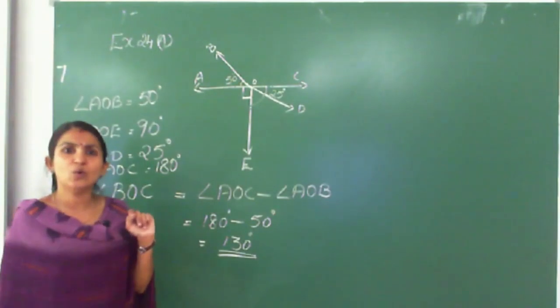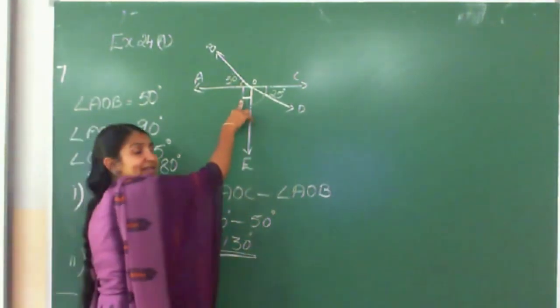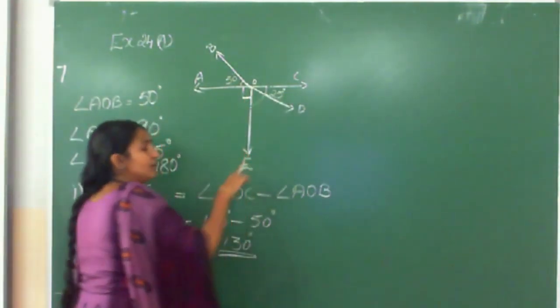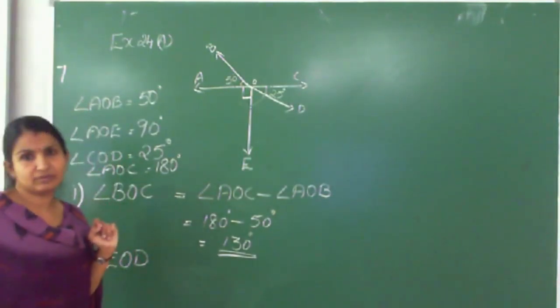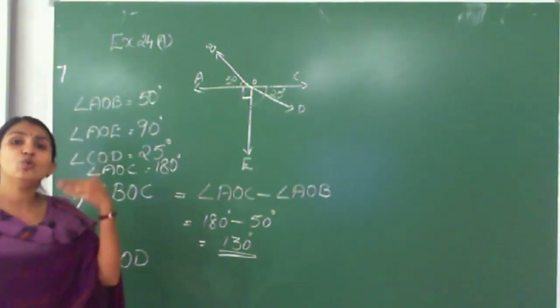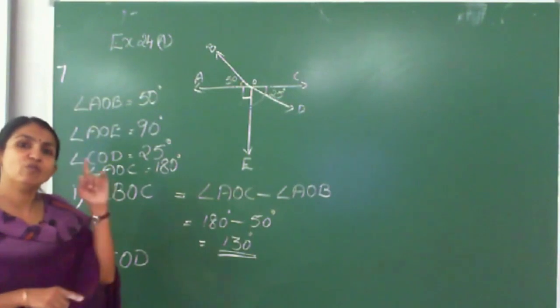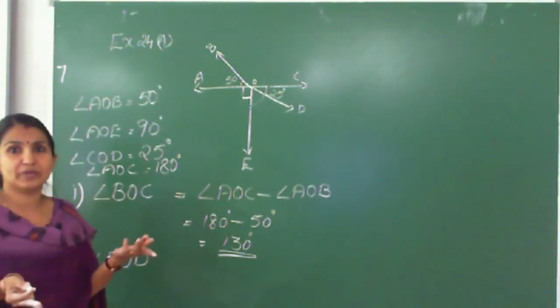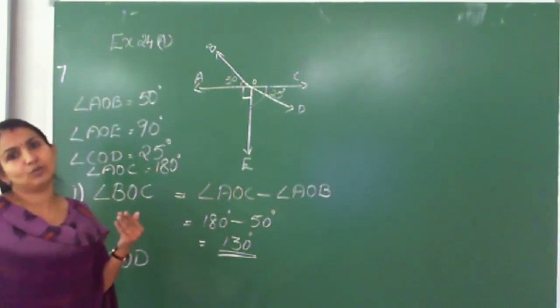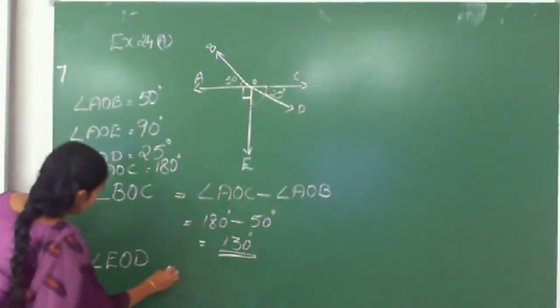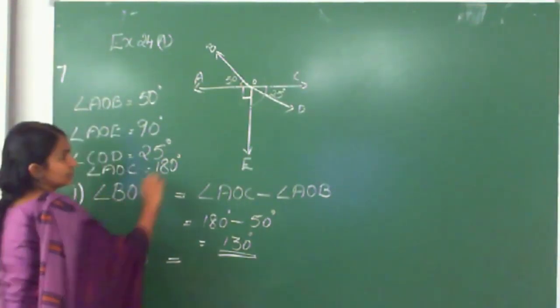COE. What is COE? If this much is 90 degrees, what about the other part? That is also 90 degrees. Right? So two ways will be there for doing one question. Two or more ways will be there. Whichever one you prefer, you can do. Okay, so angle EOD is asked.